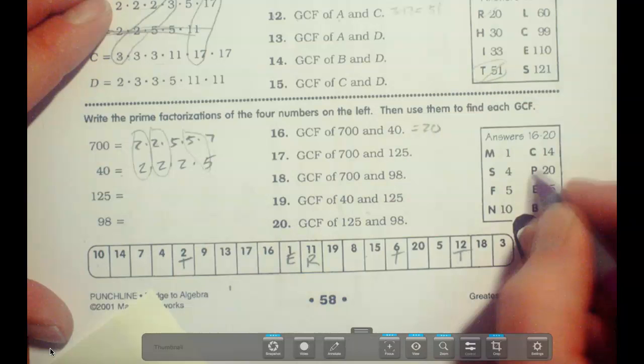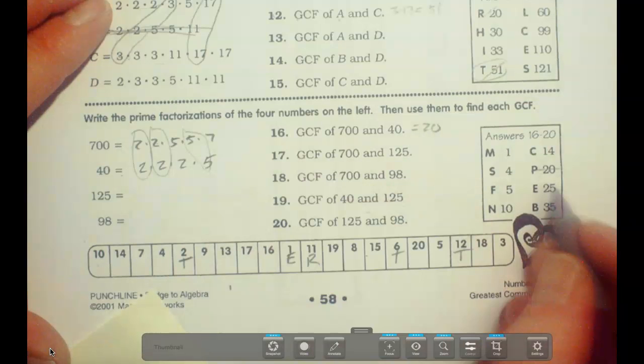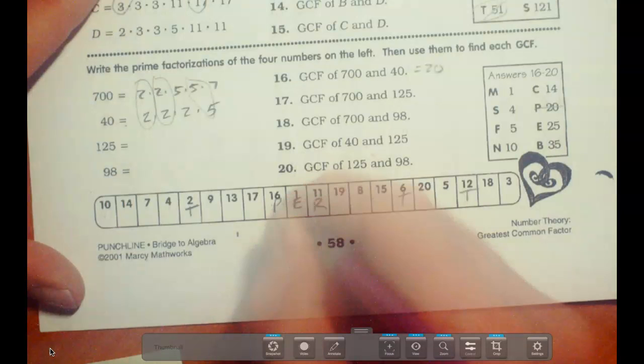And then we've got P, and we can go for 16 and put a P in down below. And so you can work it from there. All right, good luck and have fun. It's kind of a fun sheet.